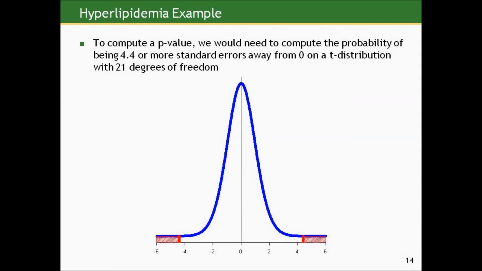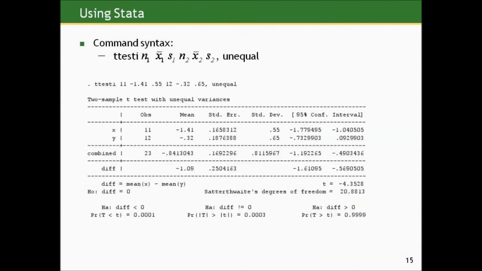So what we're computing here is the probability of being 4.4 or more standard errors away from 0 on a t-distribution with 21 degrees of freedom. That's the red area highlighted. Here's a t-curve with 21 degrees of freedom, and we're looking at that area in the tails. Again, we could look it up in a t-table, but that's really not that much fun. We'll go to Stata. It'll do everything for us. Same exact command as we used before, ttesti, and then the sample statistics from each sample respectively, and then comma unequal. If you do that here, we get that confidence interval from negative 1.6 to negative 0.57 that we showed by hand, so that's nice.